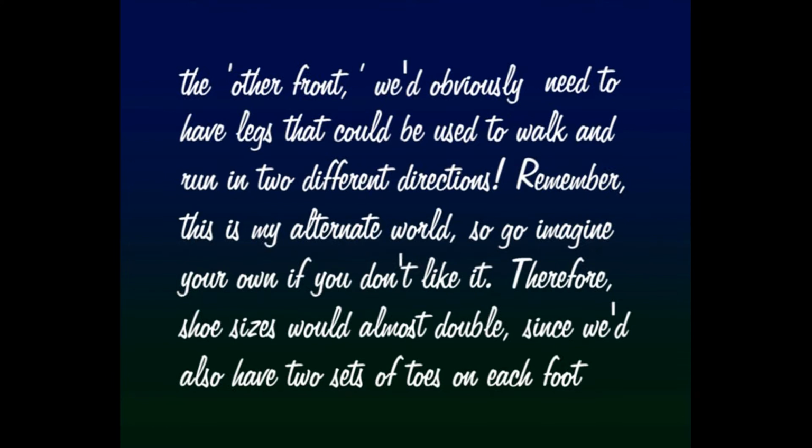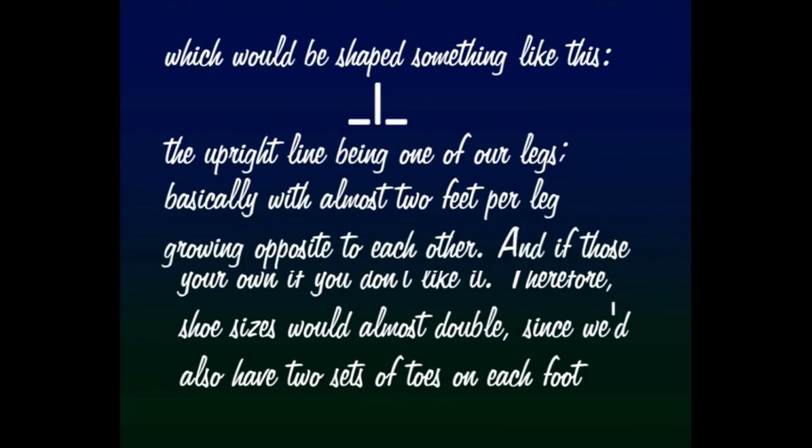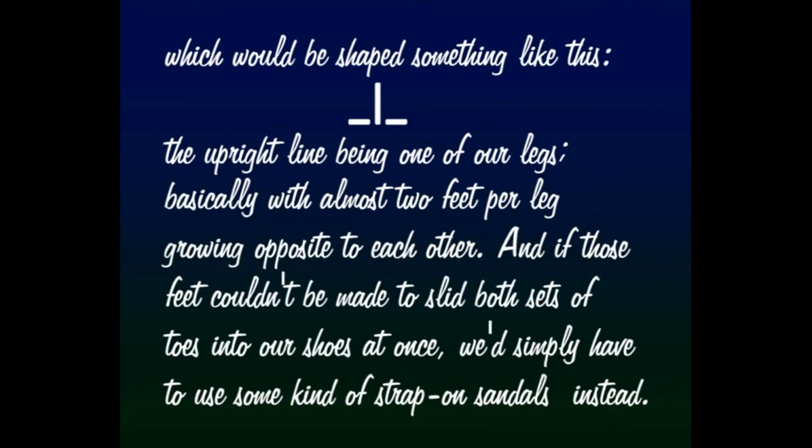Therefore, shoe sizes would almost double, since we would also have two sets of toes on each foot, which would be shaped something like this. The upright line being one of our legs, basically with almost 2 feet per leg growing opposite to each other. And if those feet couldn't be made to slide both sets of toes into our shoes at once, we would simply have to use some kind of strap-on sandals instead.